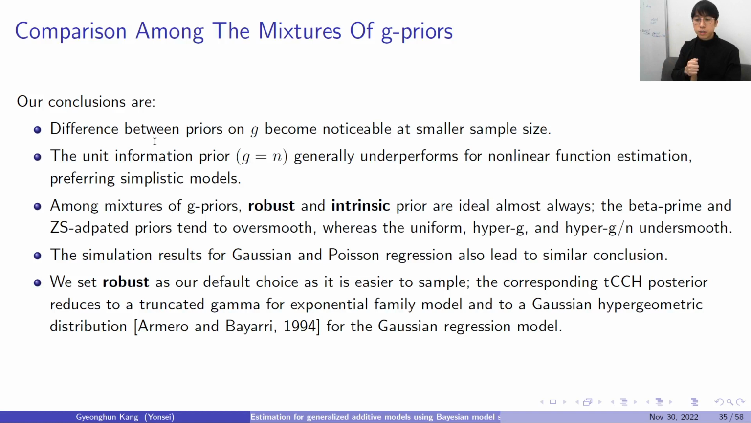So our result is that we set robust to be our default choice, because the posterior sampling for the robust prior is very much simpler. The posterior reduces to a truncated gamma for exponential family responses, or just the Gaussian hypergeometric for a Gaussian regression model. And sampling from that only requires one or two additional auxiliary variables, so the mixing is much better.